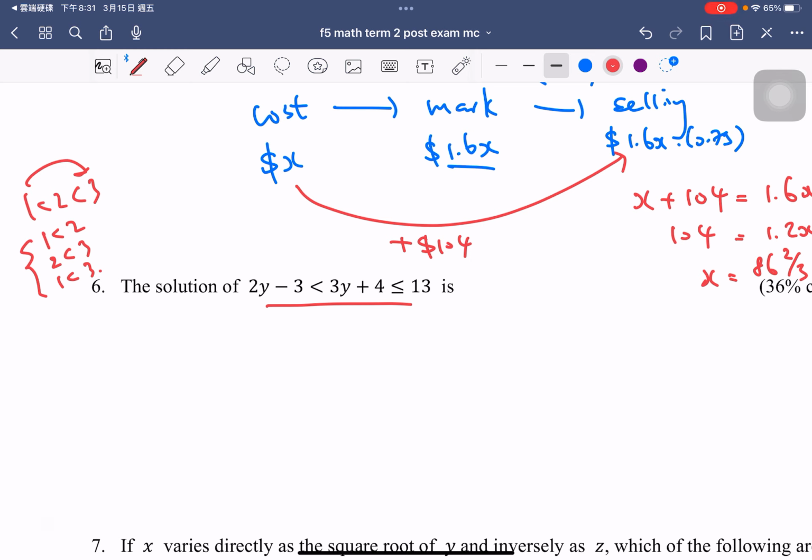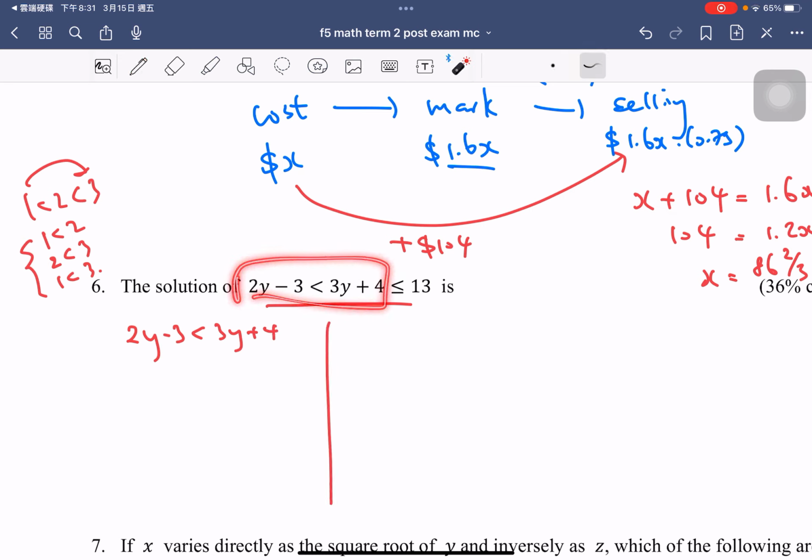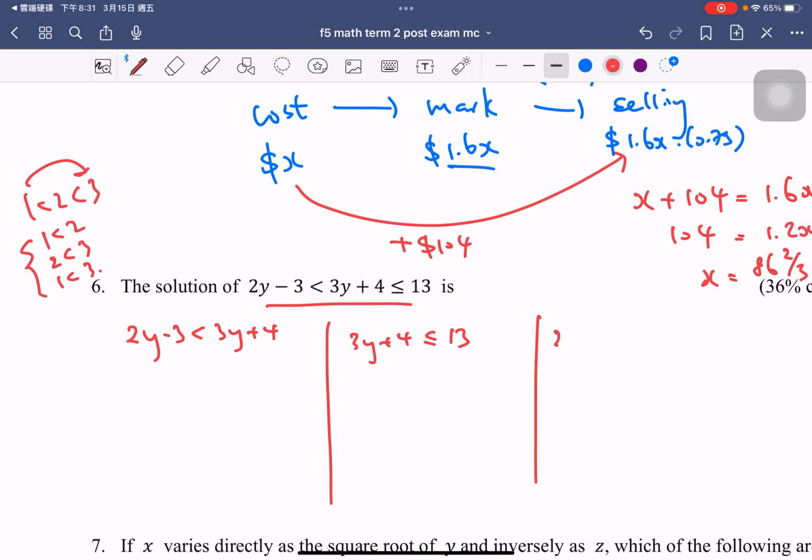So similar for these questions, we can separate it into 3 inequalities. So first of all, we have 2y minus 3 smaller than 3y plus 4. And then this one is done. So now we need to do this part. So we have 3y plus 4 smaller or equal to 13. But that is not the end. We can also compare this 2, so we have 2y minus 3 smaller or equal to 13. So now we can solve these three inequalities separately.